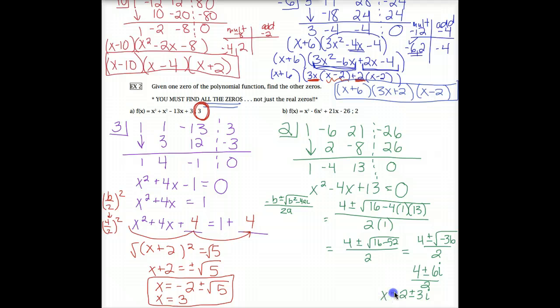So that is what 2 of my zeros are, because 2 plus 3i is one of them, 2 minus 3i is the other. Do not forget to list the original 0 that they gave you, which was x equals 2. So these are your zeros. Again, we didn't just find the real zeros. These ones were imaginary. You still have to solve for them.